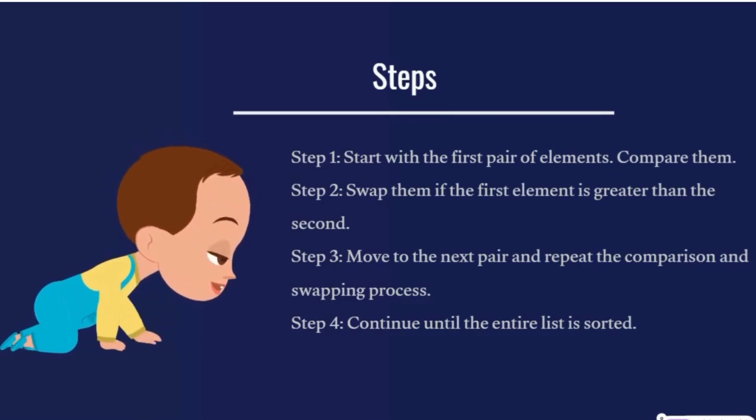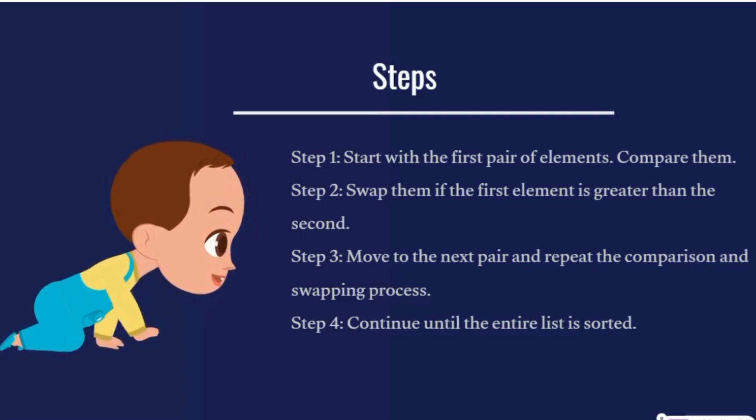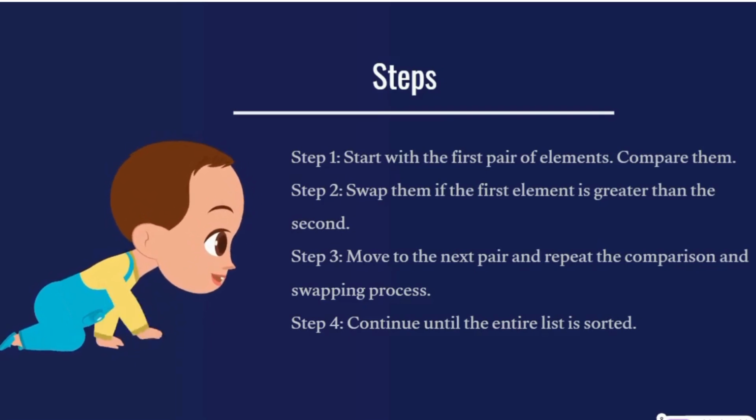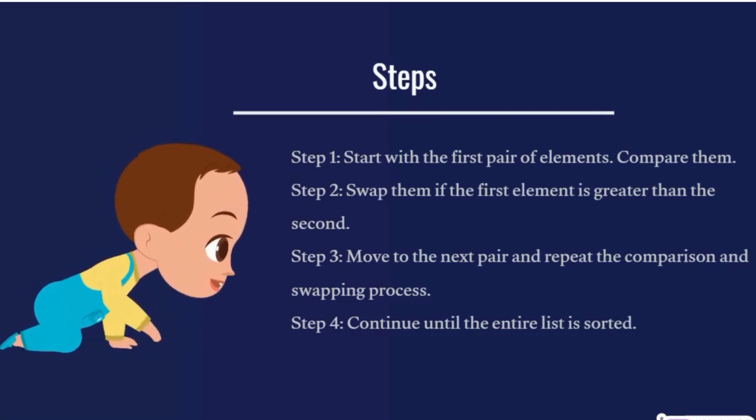After each pass, the largest unsorted element is positioned at the end of the list. Step 4. We continue until the entire list is sorted. Now let's look at a simple visual representation of this sorting algorithm.